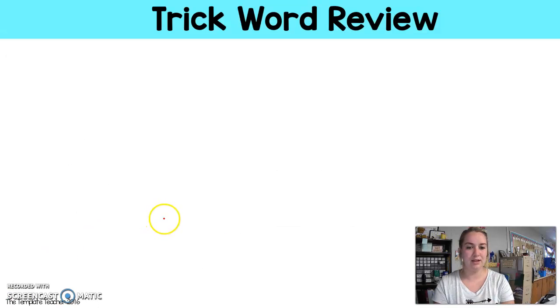I'm going the wrong way, guys. All right, let's practice our trick words. Now remember, trick words are super tricky. And that means I can't tap them out. They're the ones I have to just look at and know. So I'm going to read you your trick words.